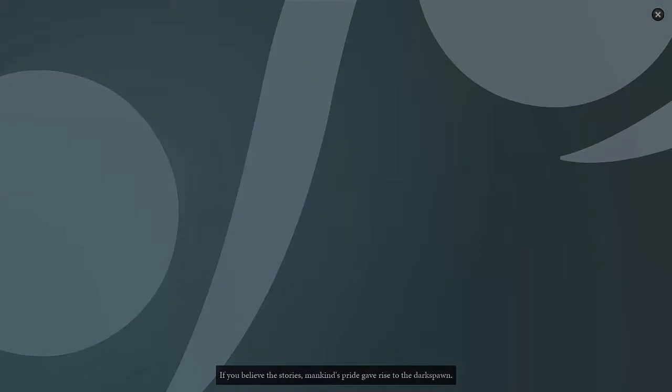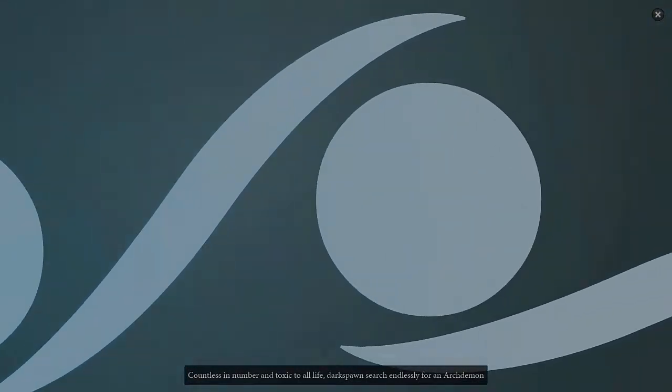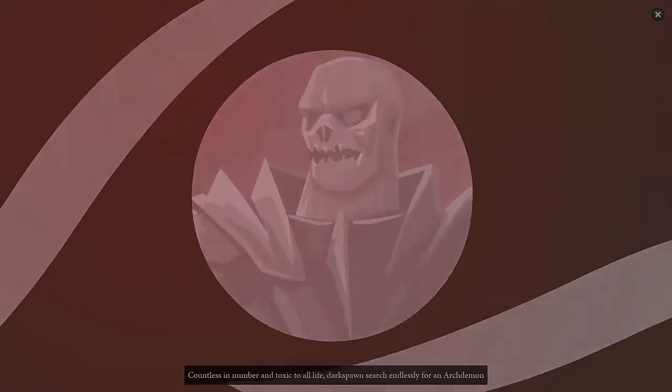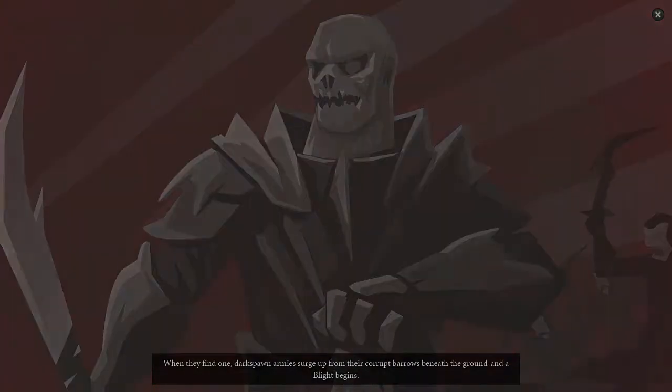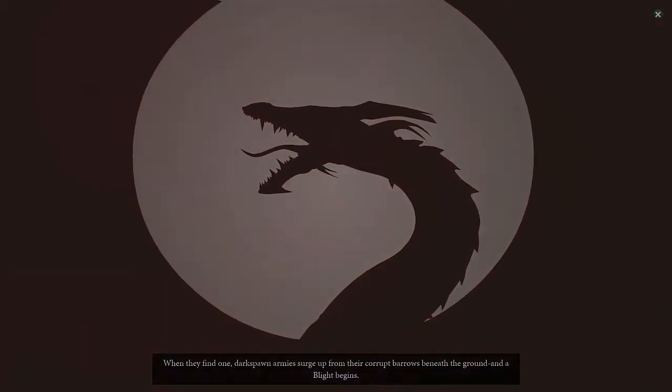If you believe the stories, mankind's pride gave rise to the Darkspawn. Countless in number and toxic to all life, Darkspawn search endlessly for an archdemon. When they find one, Darkspawn armies surge up from their corrupt barrows beneath the ground, and a Blight begins.